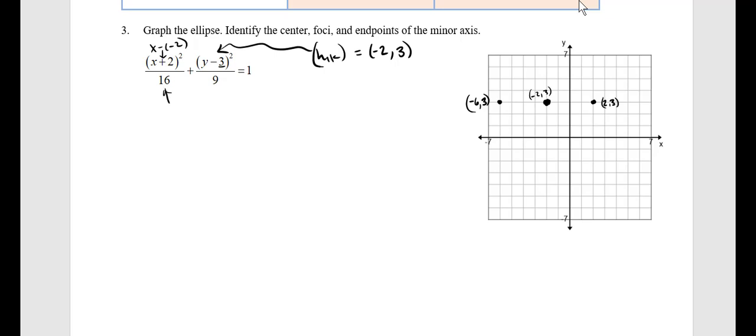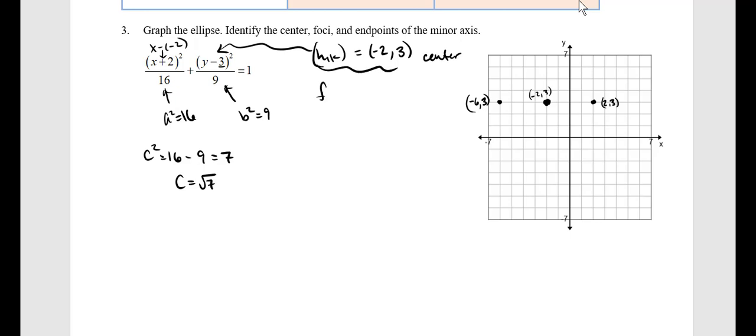And so I know my a value is the bigger of these, well, a squared at least. My b value is the smaller. Right away I can find my c value to be √7, almost 3, a little less than 3. So this is saying if I want to find the center, I've already got that. That's my center.